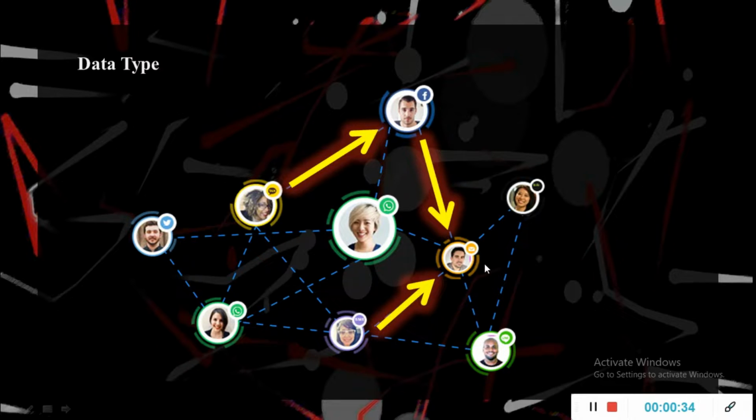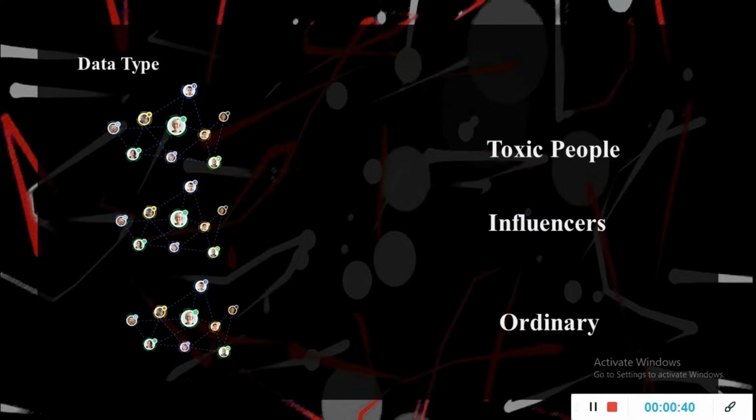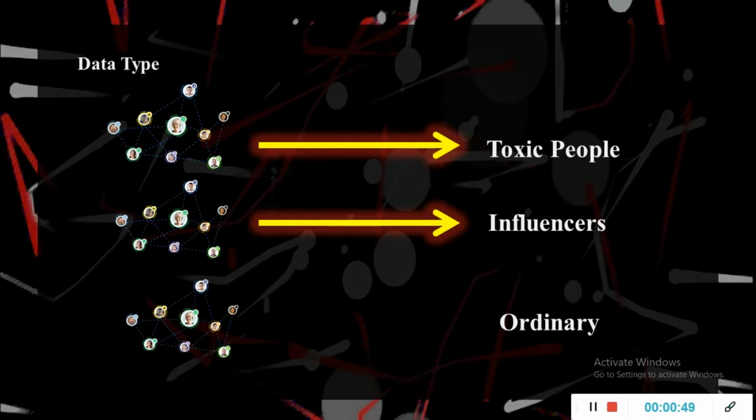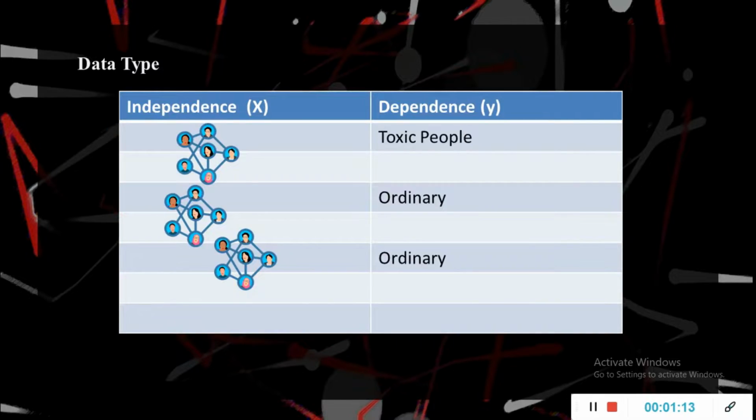Suppose we have this kind of network, this kind of group, and on the basis of this network we have to predict some class, like this group of people belongs to toxic people, this group belongs to influencers, and this group belongs to ordinary persons like me. Previously we were familiar with processing tabular data. We have already processed textual data, image data, and sound data. But now we have a special kind of data, which is a graph network in this form.